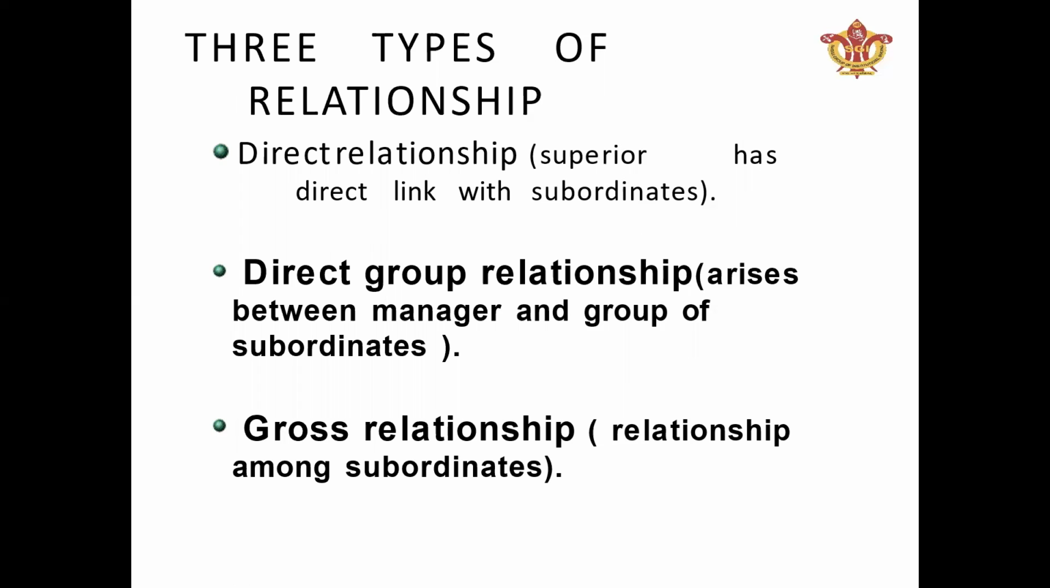Now, what is direct group relationship? Direct group relationship arises between a manager and a group of subordinates, meaning a single manager is dealing with a group of subordinates. Here the number of subordinates is large, and that large group is reporting to a single manager. And another one is cross relationship. Cross relationship is when the subordinates are also dealing among themselves and they are reporting to a single manager.